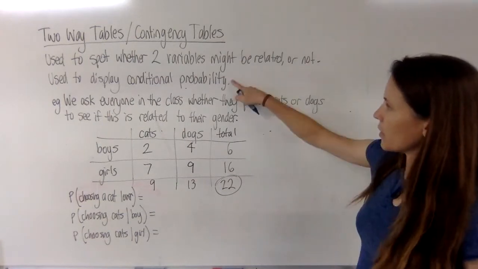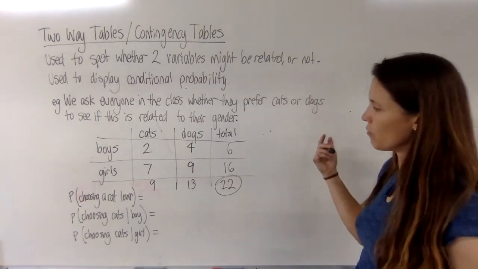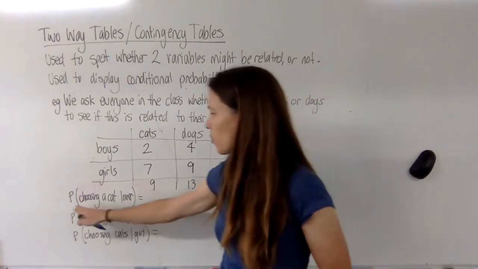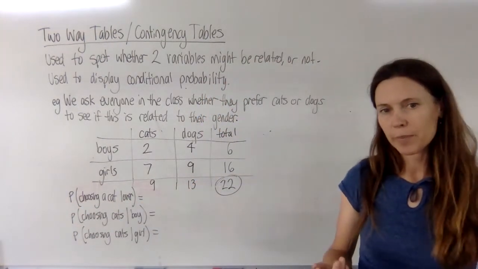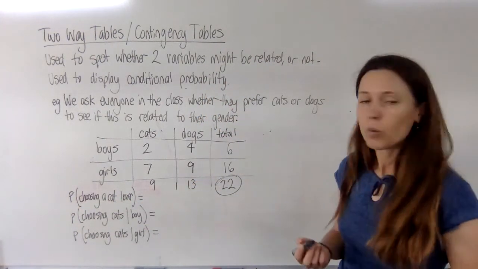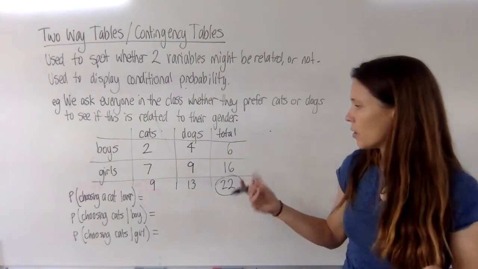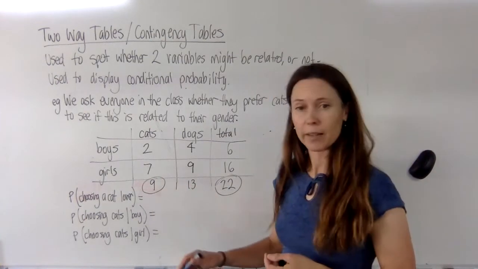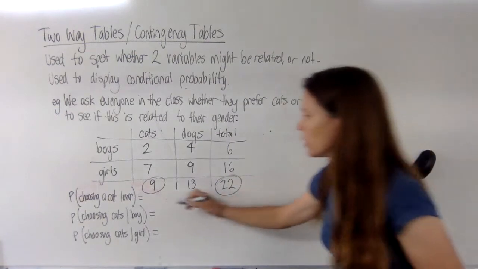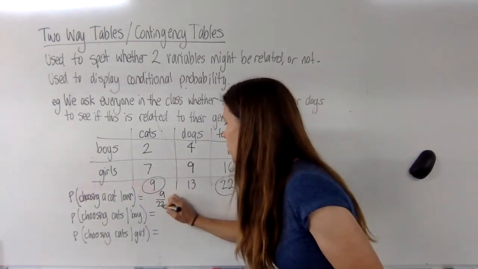Now when we go to answer conditional probability questions, it's quite straightforward. We could say, what's the probability that if we choose someone at random, it's someone that loves cats? Well, if we're talking about the whole class, there's 9 people that love cats altogether out of 22 people. So it would be 9/22.